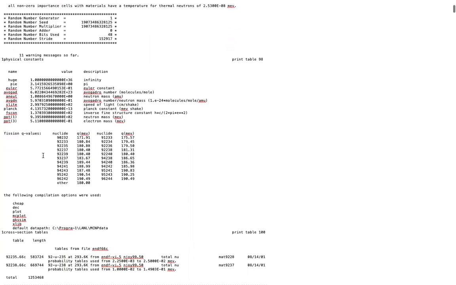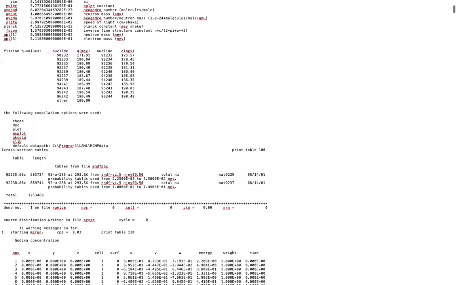Okay, now these are the physical constants inside MCNP. A number huge is defined as 10 to the 36, pi, Euler constant, Avogadro's number, atomic mass unit, speed of light, Planck's constant, hc, neutron mass, and electron mass. The fission Q values, remember the Q values for all these fissile actinides are positive numbers. So this is the difference of the kinetic energies of the product minus the reactants, or the other way around for the rest mass energies.